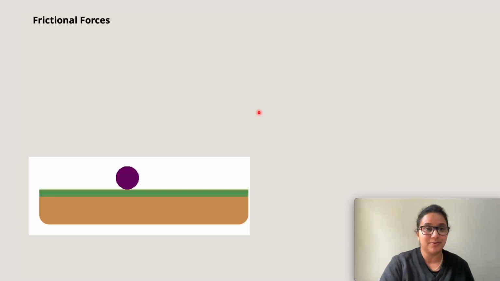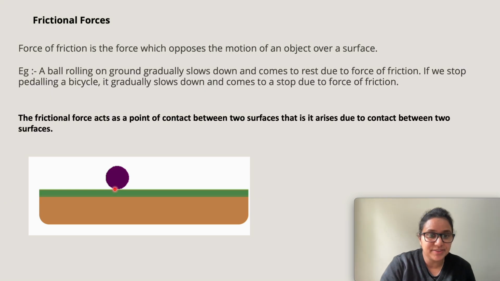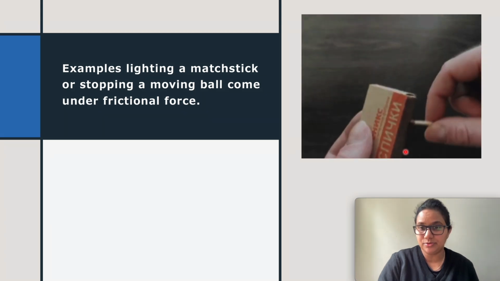Another type of contact force is frictional force. So what is frictional force? Friction is the force which opposes the motion of an object over a surface. Frictional force arises due to the contact between two surfaces. An example of frictional force is lighting a matchstick. Here the two surfaces are in contact, so the frictional force arises.